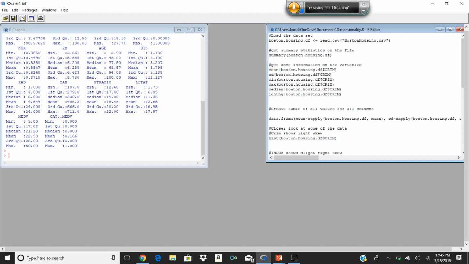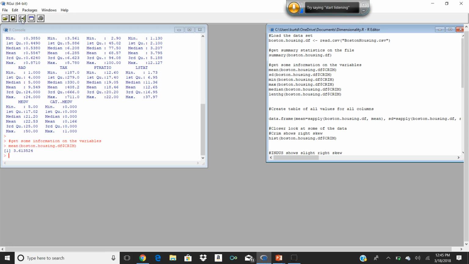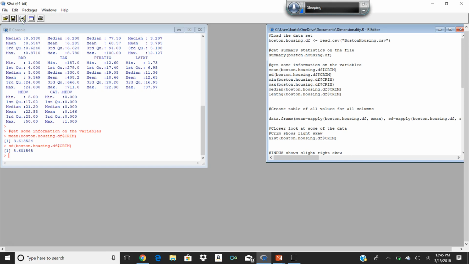Come down to our comment, which tells us what we're doing. What's the mean? The mean gives us a single value, 3.6135, which is the mean crime rate across all of those 506 neighborhoods. Next is our standard deviation. That's a pretty high standard deviation considering the mean, which suggests a fairly wide scatter around the mean, so amongst those 506 neighborhoods, the crime rate varies quite a bit.